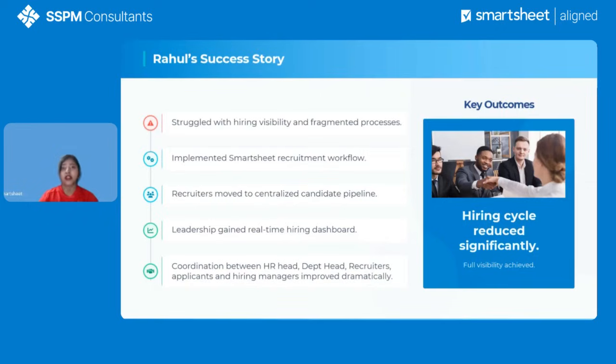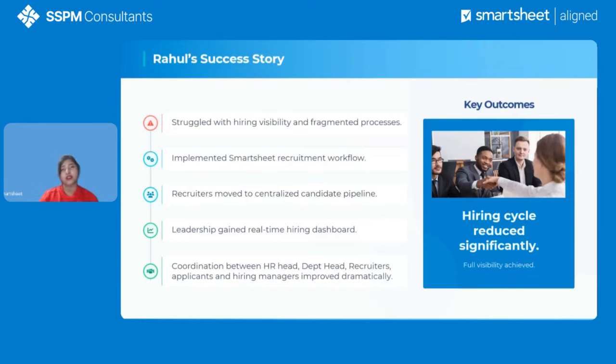Fourth is better quality hiring decisions. With all data centralized, candidate profiles, screening status, feedback, Rahul can make more informed decisions, not rushed or incomplete ones. Fifth is data driven confidence.